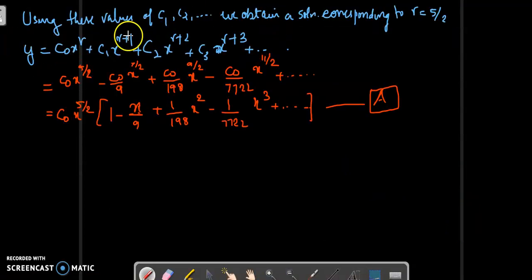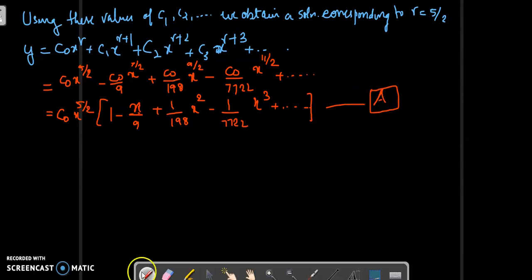Using these values of C₁, C₂, etc., we obtain a solution corresponding to the first exponent, r = 5/2. This is one part of our final solution. Now y is equal to, this was our series expression, C₀x^r + C₁x^(r+1) + C₂x^(r+2) + C₃x^(r+3) + etc. I am substituting the values of C₀, C₁, C₂ and C₃. Now I get C₀x^(5/2) − (C₀/9) x^(7/2) + etc. C₀x^(5/2) is common, so I have taken that outside, and inside I will get this kind of a series. Now this is my part A.